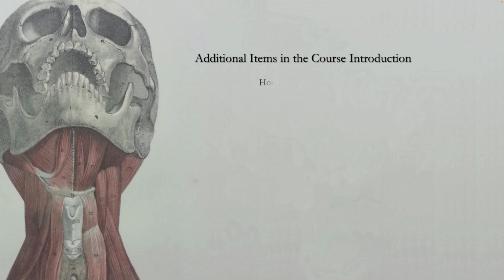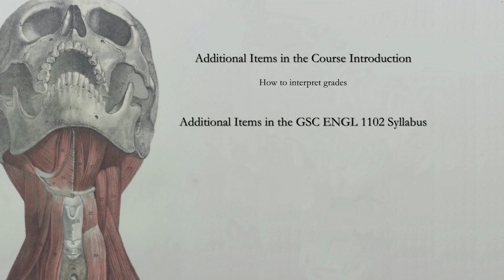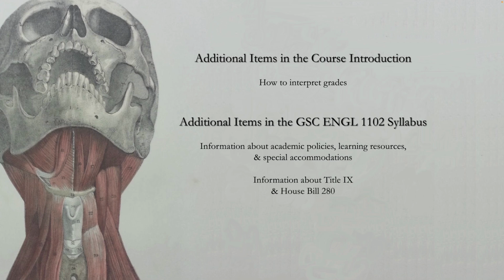Additional items in the course introduction pamphlet: how to interpret your grades. Very brief remarks on that. Additional items in the Gordon State College English 1102 syllabus. This is a generic syllabus created by the college with some of the basic course information contained in it. There's information about academic policies. College-wide academic policies, learning resources, and special accommodations are contained in that document, and information about Title IX and House Bill 280 as well. And that generic syllabus is also in the course introduction module on D2L.